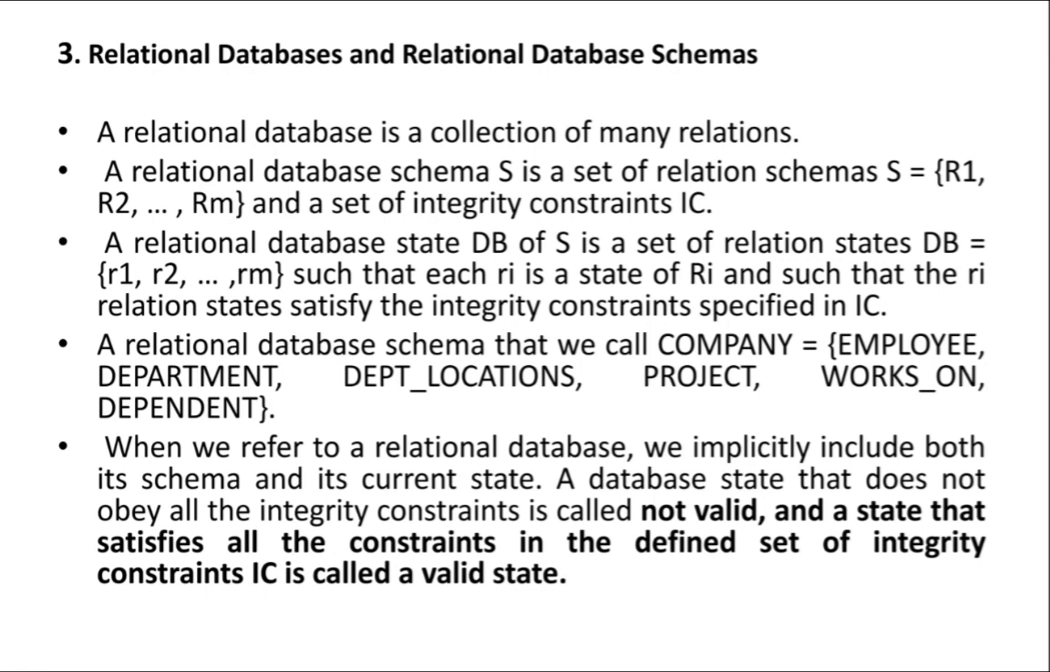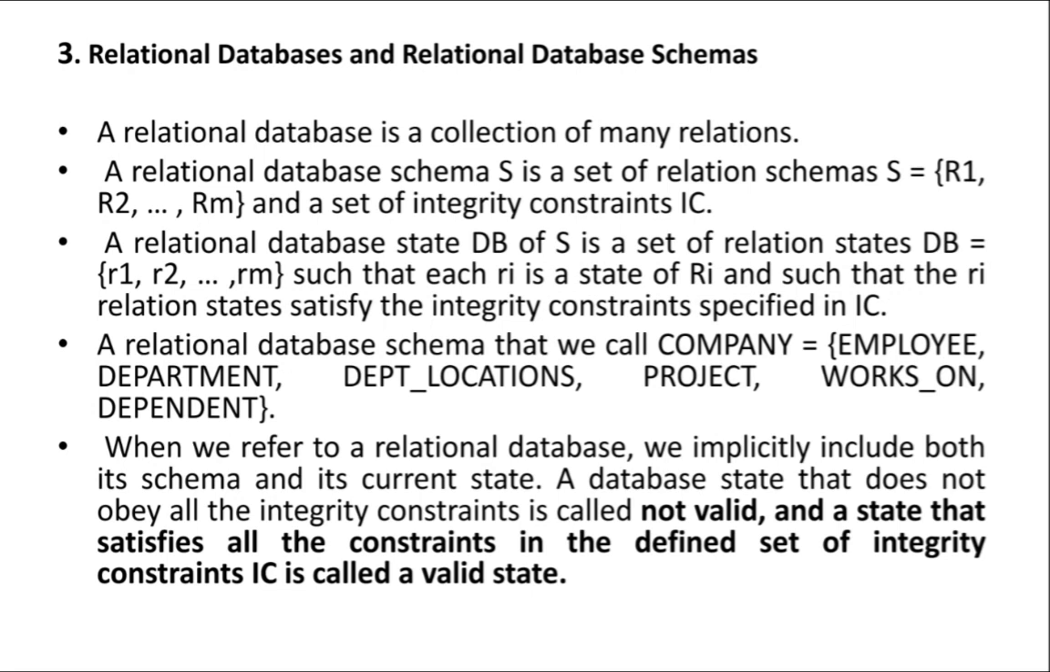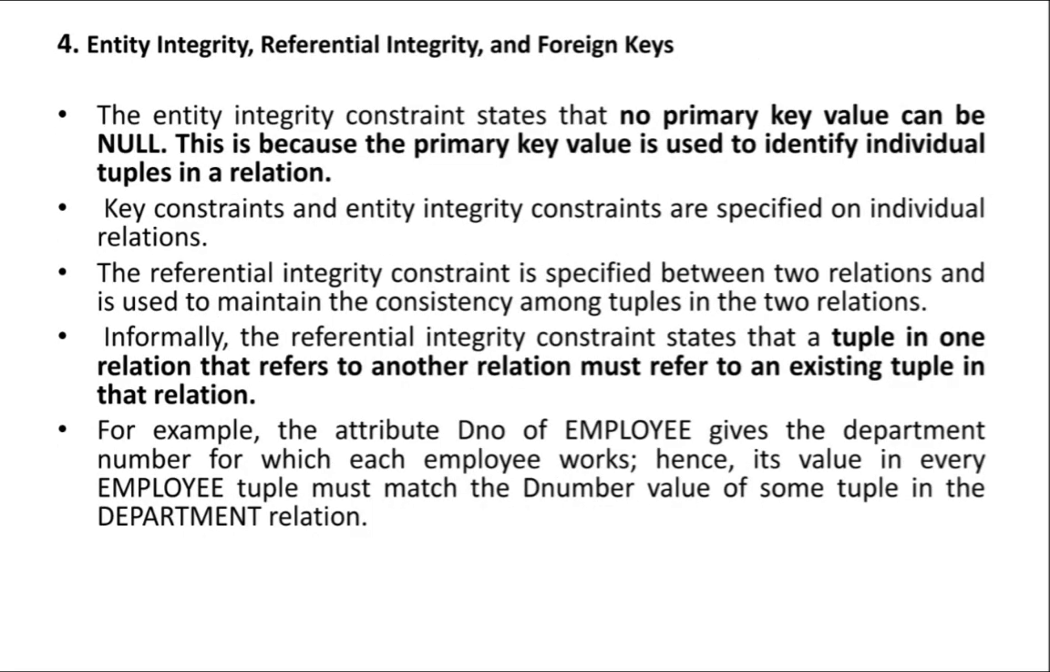Then if a name is 5 characters, I can tell that my state is in a valid state and it is satisfying the integrity constraint. Suppose it is accepting 6 characters, I can't tell that it is a valid state and it is satisfying the constraint. Now my constraint is what? Name should be 5 characters long. Then only I can tell that my database state is valid and it's going to satisfy the constraint, right? So here, entity integrity constraint, foreign key referential integrity constraint.